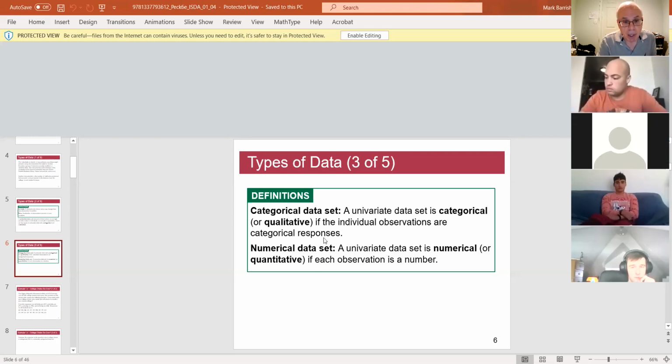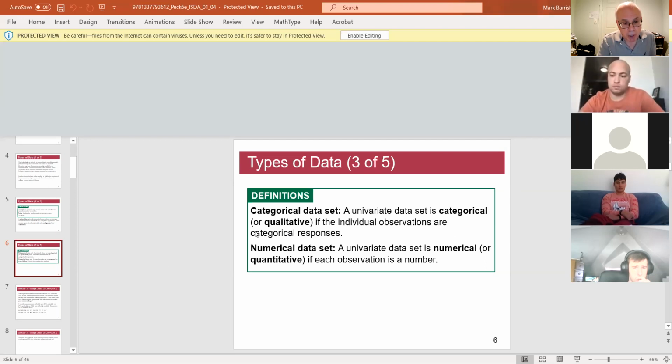All right. Now, the word univariate refers to one variable. So we have a data set with just one variable. It would be called univariate. Two variables would be called bivariate, and more than two variables, multivariate. So if you see those words, you'll know what I'm talking about. In this case, we're strictly looking at one variable and saying, all right, is it categorical or is it numerical? Should be pretty easy to distinguish between the two types, all right?